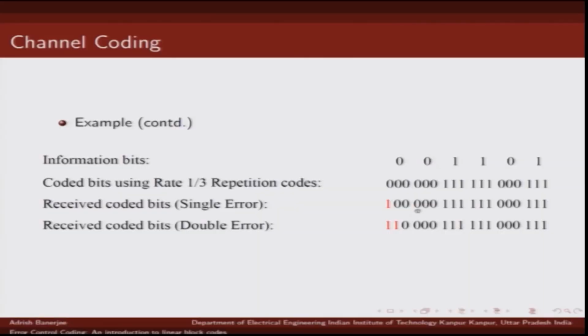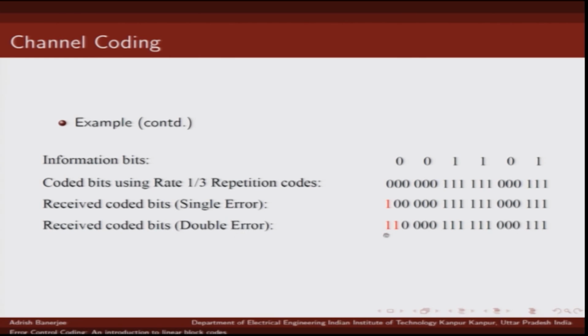If we look at other sets of bits, 0 0 0, there is no error here, 1 1 1, no error, again no error here, no error here, no error here. So, the rate 1/2 repetition code was able to detect a single error, and the rate 1/3 code is also able to detect a single error. Now, let us look at double error.